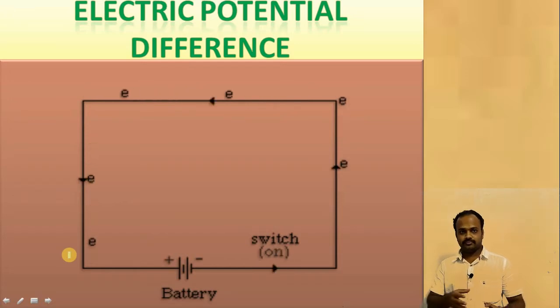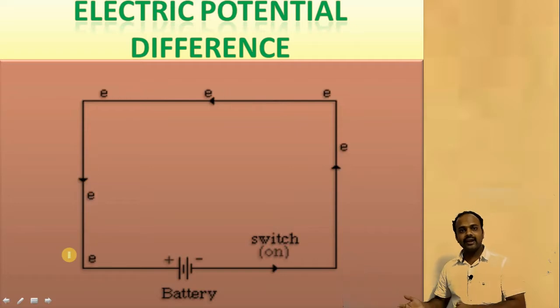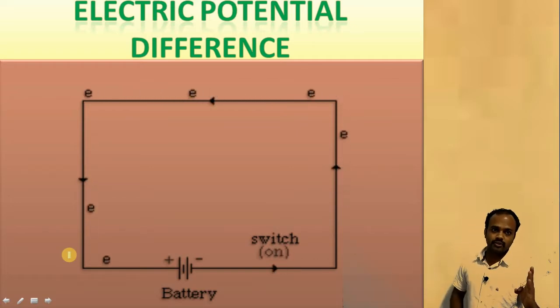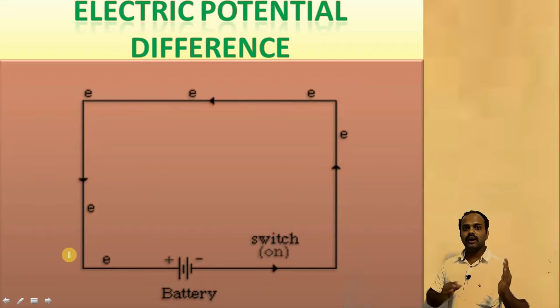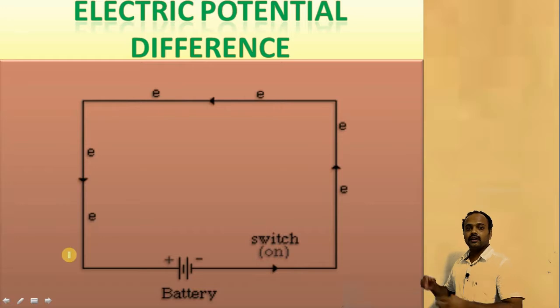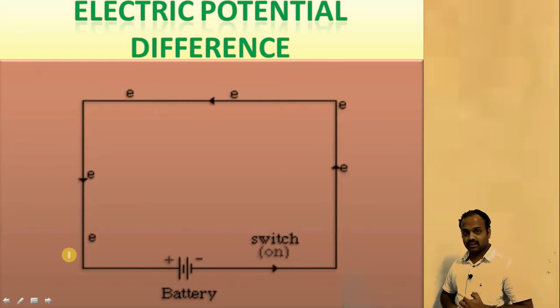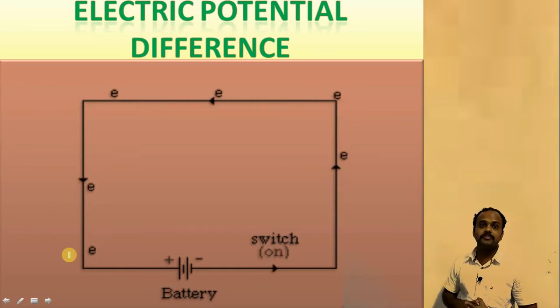The chemical reaction inside the cell makes this electric potential. It makes the positive and negative charges separate. It provides electric potential to the circuit. Therefore, the electrons start moving.